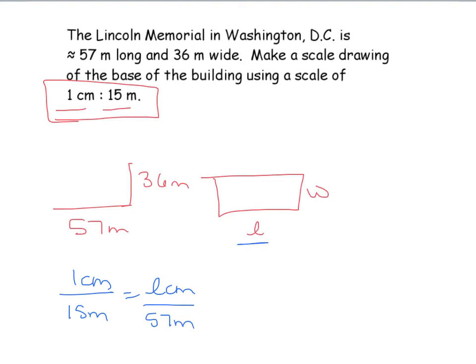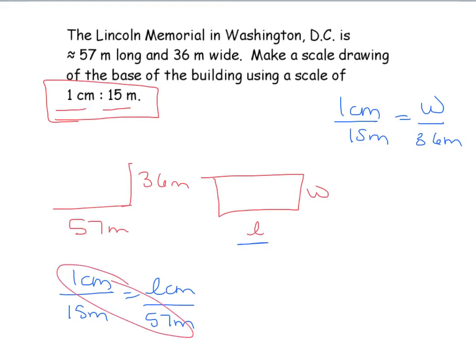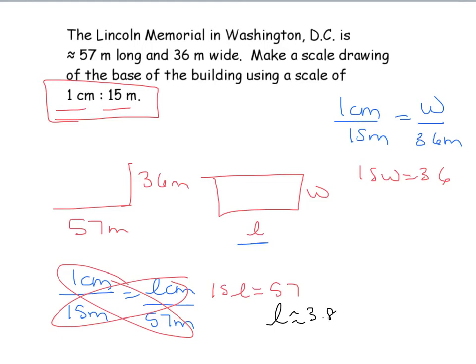Likewise, if I want to find the width, well, I know 1 centimeter is to 15 meters. This is my scale. And then we want to find how many width centimeters is to 36 meters, the actual. Now all you have to do is do cross multiplication in both of these cases. You'll find out that 15L is 57. You'll find out that 15W is 36. So what happens when you go ahead and solve? Your length is roughly 3.8 centimeters, and your width is about 2.4 centimeters.